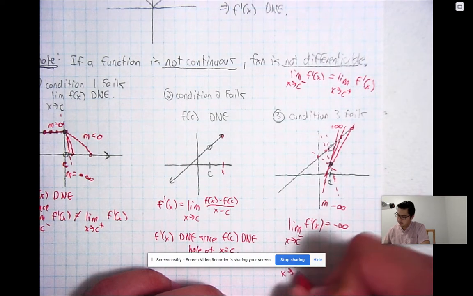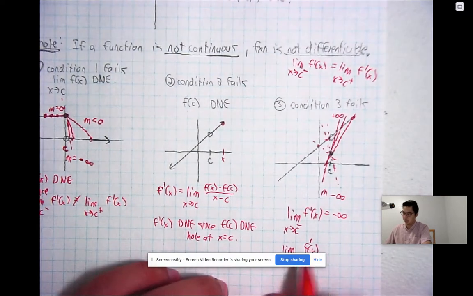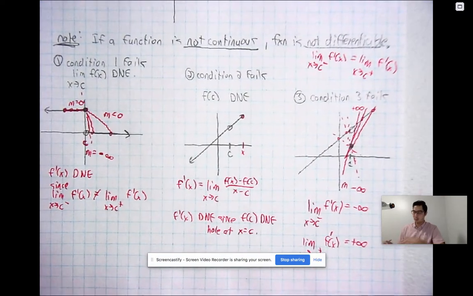And you can see right there, using the definition of differentiability, that the limit as you approach from the right of the derivative tends towards positive infinity. So that's why if a function is not continuous, f is not differentiable. And you can hopefully visualize these and re-put together these pictures if needed.